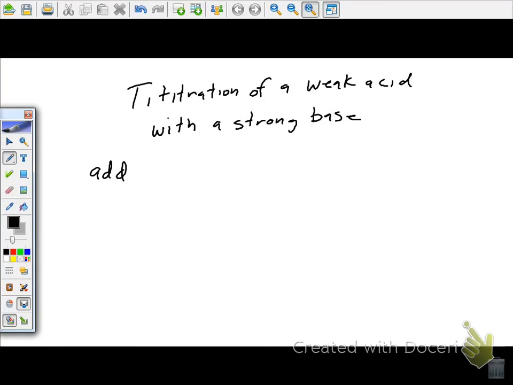So, you guys will get to do this on Monday. Because what I do is I show you the process of taking a weak acid and titrating with a strong base, and then you guys actually do it, and then check your pH values along that way.